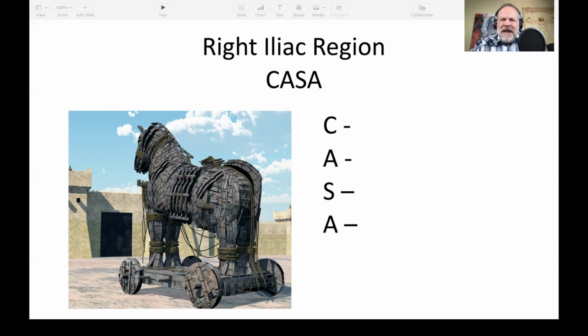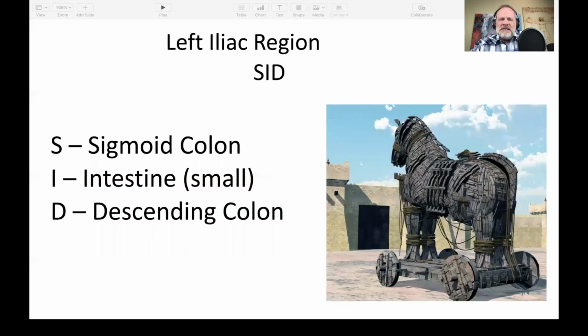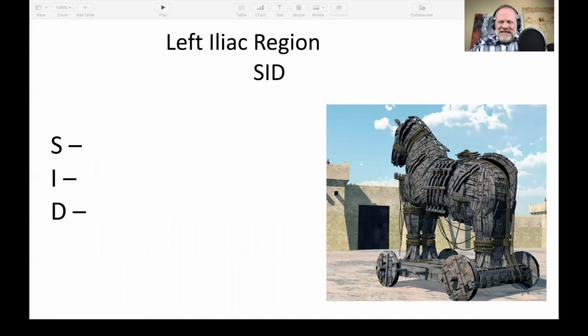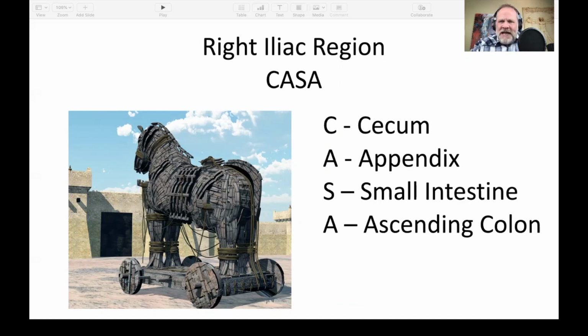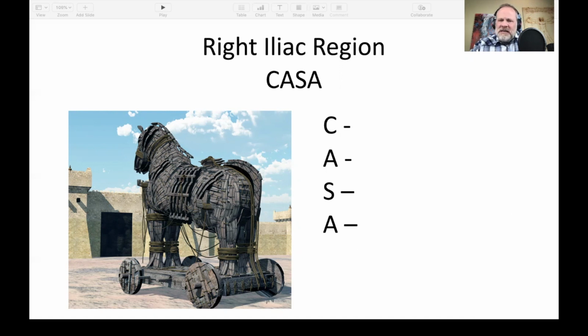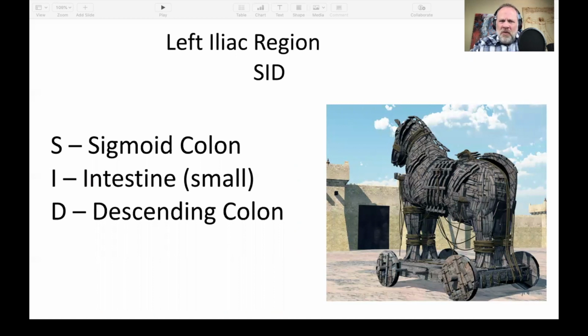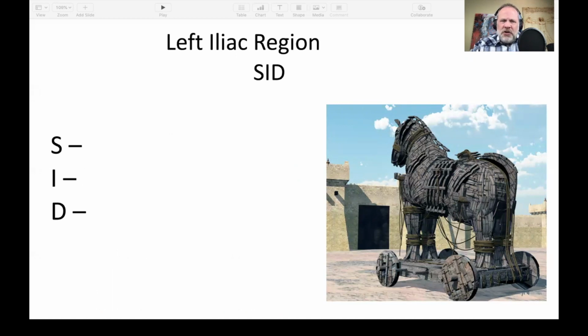CASA of Sid. Sid is the sigmoid colon, the intestine, the small, and descending colon. Sigmoid colon, intestine, and descending colon. The CASA of Sid. Cecum, appendix, small intestine, ascending colon. If you can't get all this right now, just look at my description of my words in the description of this video.